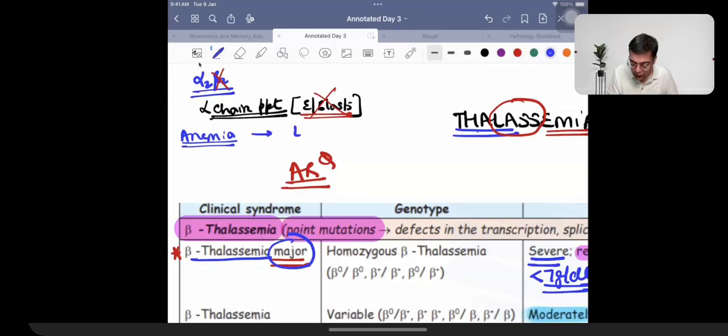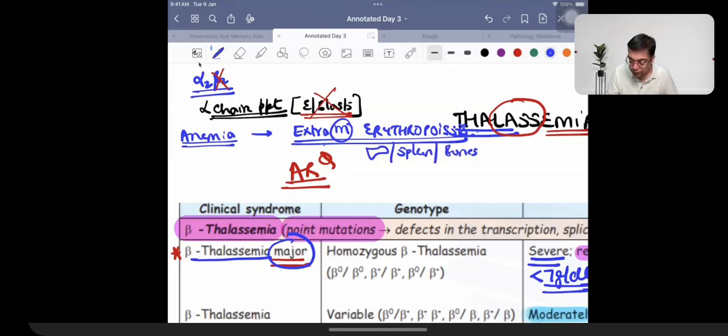And the body will try to compensate this anemia with the help of extramedullary hematopoiesis. Extramedullary erythropoiesis is going to be causing involvement of liver. It will cause involvement of spleen. It can cause involvement of different types of small bones. What is the normal area of hematopoiesis? Extramedullary hematopoiesis is going to take place.